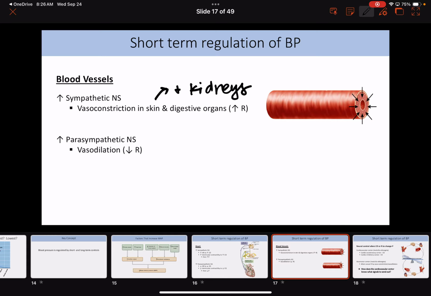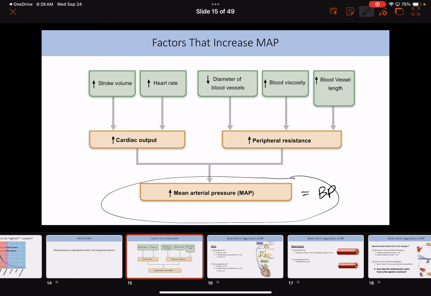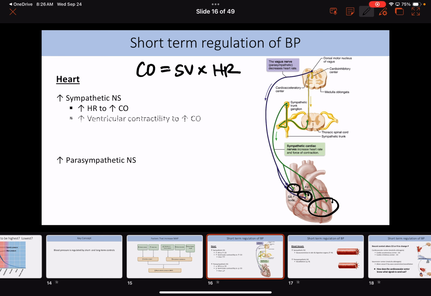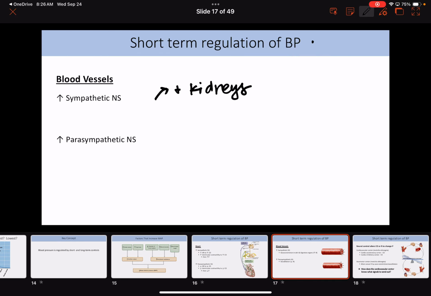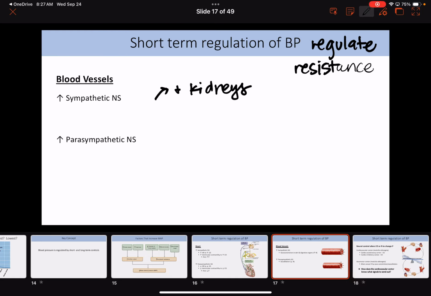Just as a review, going back to that diagram, we can influence blood pressure by influencing cardiac output and peripheral resistance. The changes to heart rate and contractility, this is how we regulate cardiac output. And what we just talked about with vasoconstriction and vasodilation, this is how we regulate resistance. So we regulate cardiac output through changes in heart rate and contractility, and we regulate resistance through vasoconstriction and vasodilation.